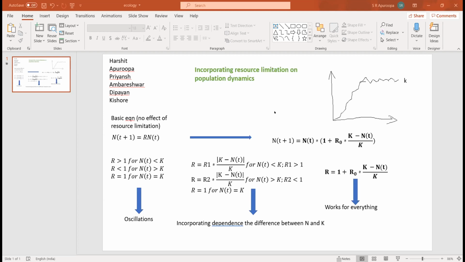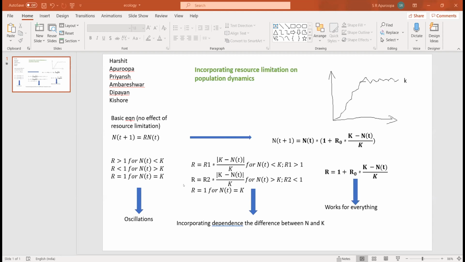This might lead to 2 different cases. N_{t+1} might reach K, or it can overshoot. In case of reaching K, we want it to be constant at carrying capacity. In case of an overshoot, as shown here, not a very clear graph, we want it to again fall down to K. So that would require a second condition where R is less than 1 when N_t is greater than K. But this again might lead to 2 different conditions. It can fall to K, N_{t+1} equal to K, or it can undershoot, go less than K, and then again there is an oscillation.